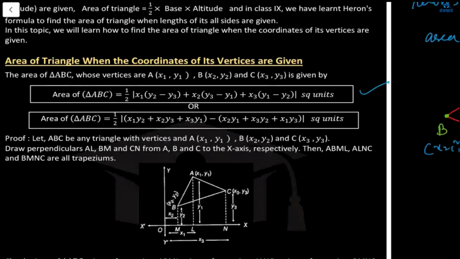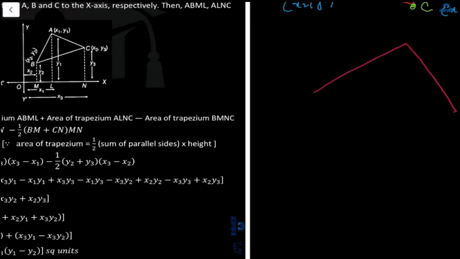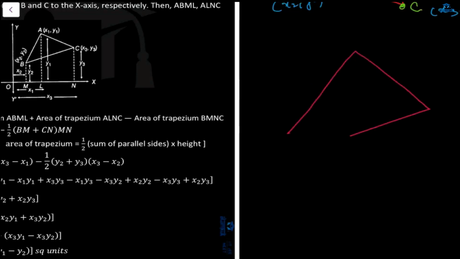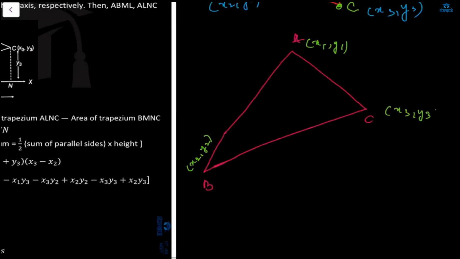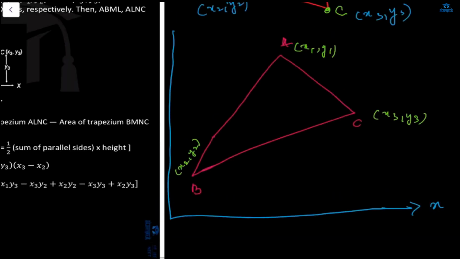Let's see the derivation. We have seen that these are the three sides of the triangle. Now let me draw a diagram properly. We can write here x2 comma y2, x1 comma y1, and x3 comma y3. Since we are talking about coordinates, it will be on an axis, so I'm drawing the axis here. This is the x-axis, this is your y-axis.